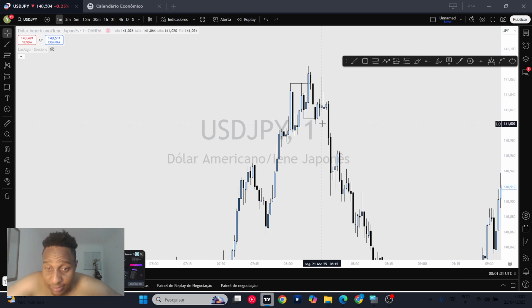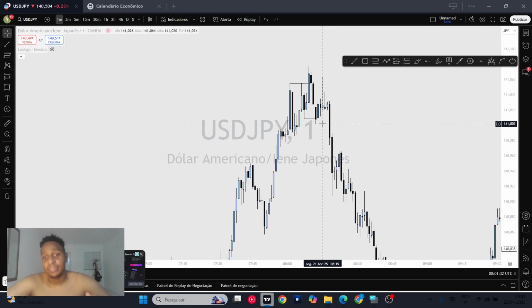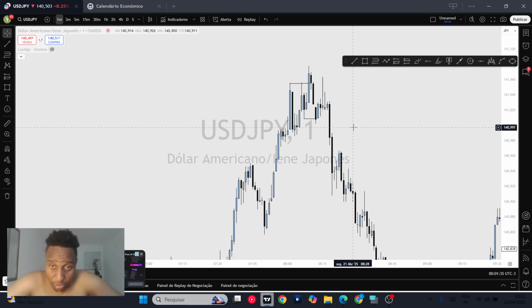Guys, this is an ICT 2022 model. Should you guys trade an ICT 2022 model in this strategy? That depends. You cannot trade an ICT 2022 model in the 1 minute time frame. Why? Because you will fail.